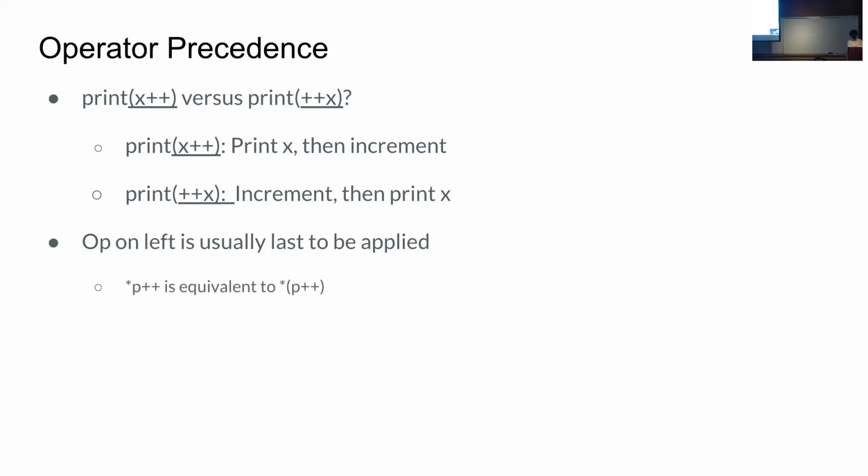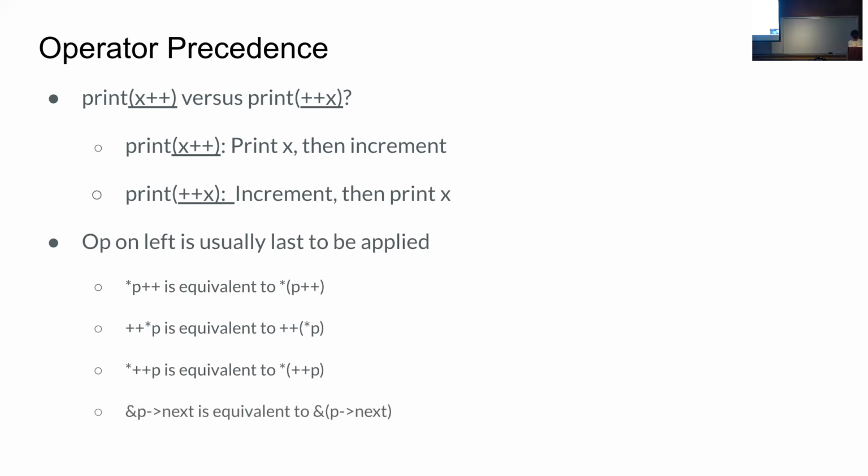So star p increment is equivalent to doing the increment and then dereferencing. This one is dereferencing and then doing the increment. This one is incrementing and then doing dereference. Okay. And this one is following the pointer using the arrow convention and then getting the address. So it'll do the operator from right to left.